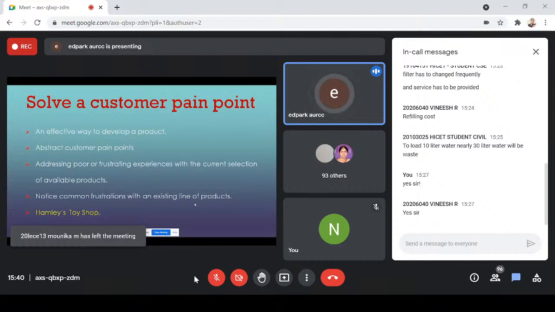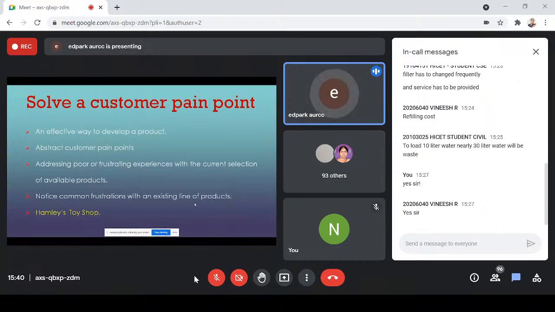And try to find the competitive advantage of the product that you are going to develop in line with the existing products, because that's always essential. I will repeat, if you have an idea, try to analyze yourselves against the existing line of products. Okay.